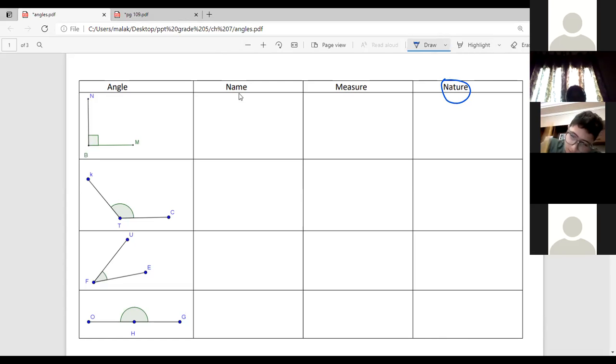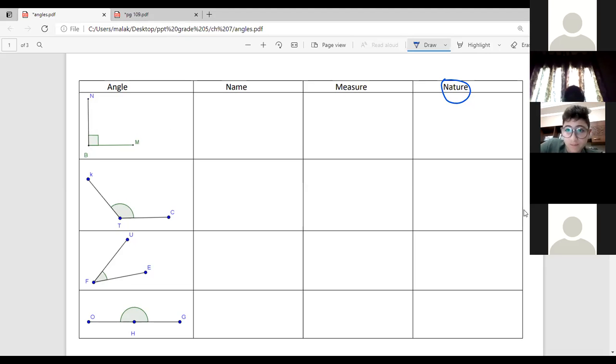When I say name, like A, B and C, we put a hat: A B hat. Excellent. We name it by using 3 letters, N, B, M. The vertex has to be in the middle. The B we put like a hat on it, because it's the vertex.